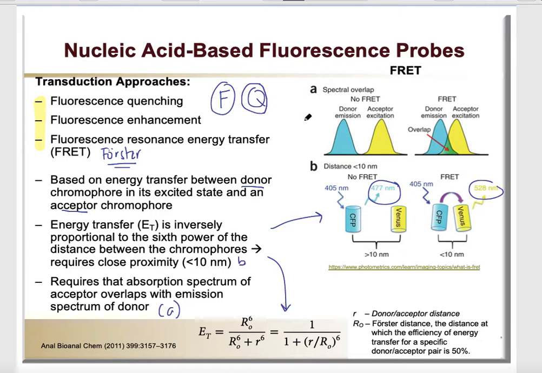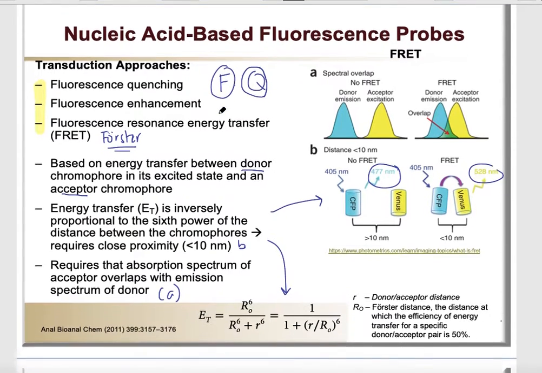If you're looking at quenching, you're going to have a change in the intensity of fluorescence of that one fluorophore. If they are close together, you're going to have quenching, so lower fluorescence, while if they are far apart, then you're going to have higher fluorescence for that fluorophore.